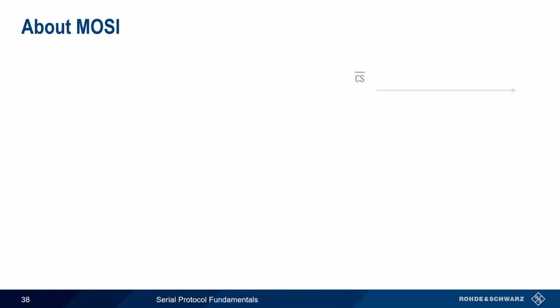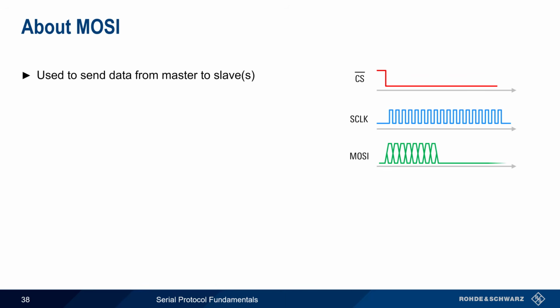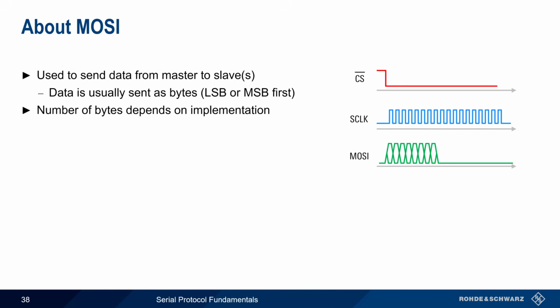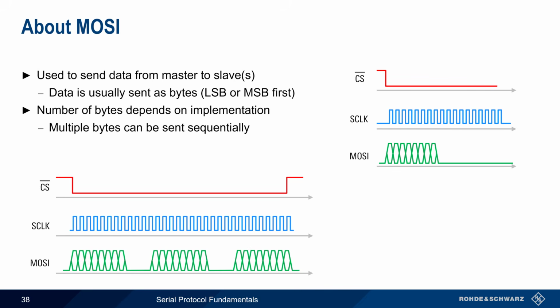Once the CS line has been pulled low and the clock has been started, MOSI is used to send data from the master to one or more slaves. This data is usually sent in the form of 8-bit bytes, either with the least or most significant bit first. The number of bytes sent is also implementation dependent. SPI can send multiple bytes sequentially over MOSI, and the protocol also allows CS to be held low while sending multiple bytes. But, like many other things in SPI, this behavior is also implementation dependent.